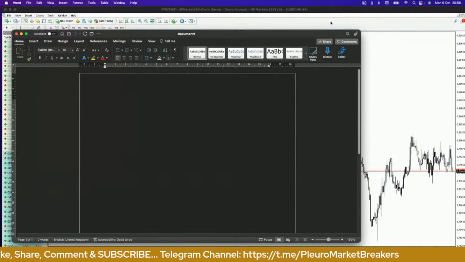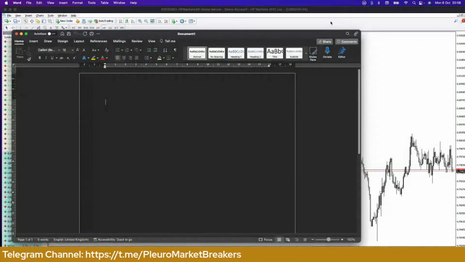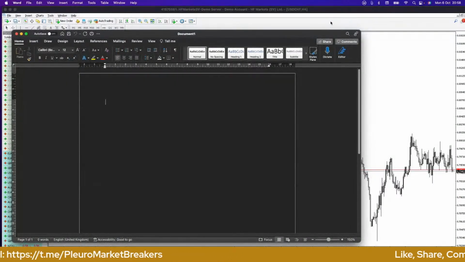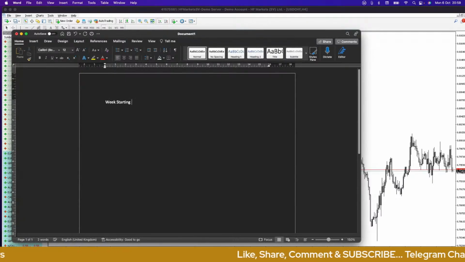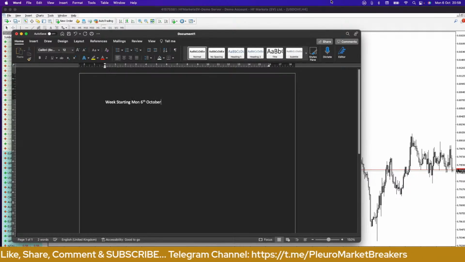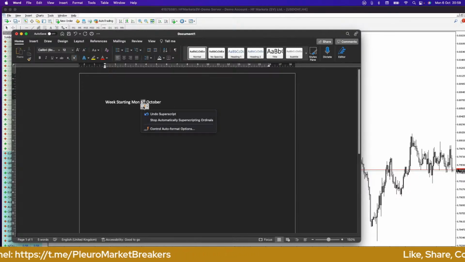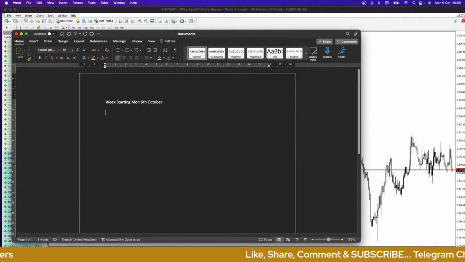All right, so I'm just going to start typing up so we can wrap up real quick. Just go through 5 asset pairs for the week starting today, Monday, 6th October. So these are the assets I'm going to be tracking.